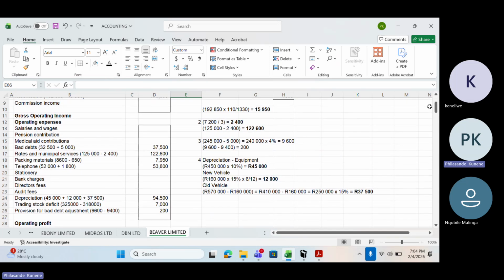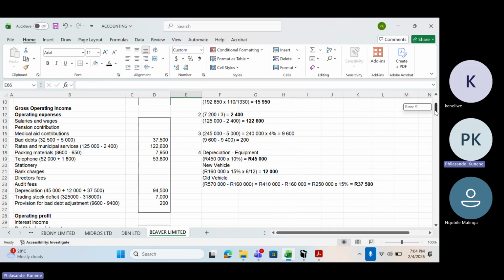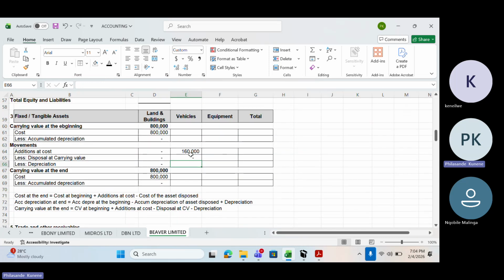How much do we have as part of our depreciation for vehicles? We calculated the new, which is 12,000, plus the old, which is 37,500. How much is our total? 12,000 plus 37,500 is 49,500. 49,500 rand. So that is going to be our depreciation for vehicles. So I'm going to say minus 49,500 rand.